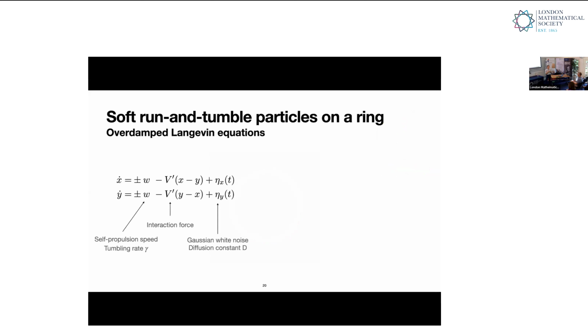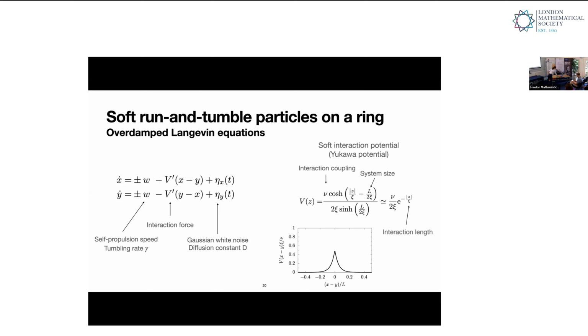I'm going to talk you through the mathematical details of the calculation, without going too much in depth. As I mentioned earlier, we start with the Langevin equation, and these are the dynamics of both particles. There's one at x and one at y. They have a fixed self-propulsion speed that changes sign with a certain rate. There is an interaction force that is given by a potential, and there is a Gaussian white noise.